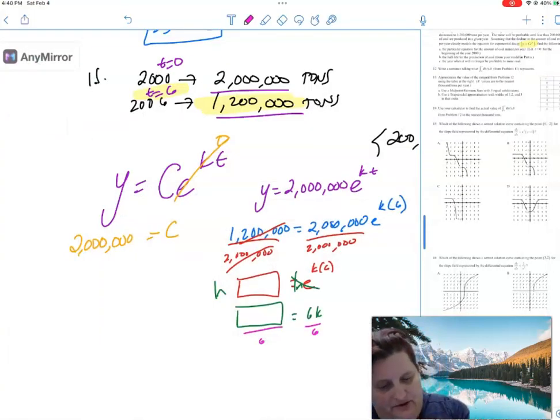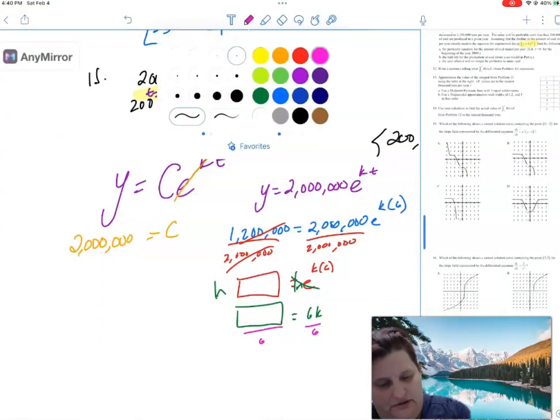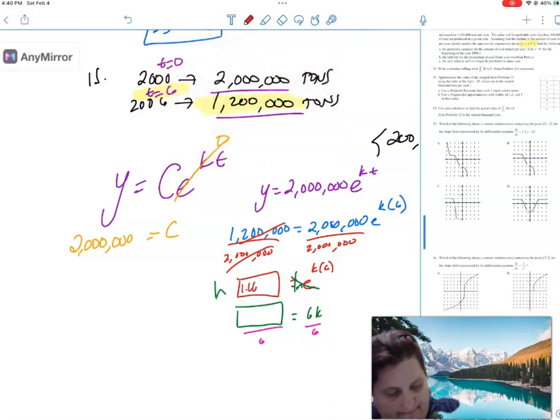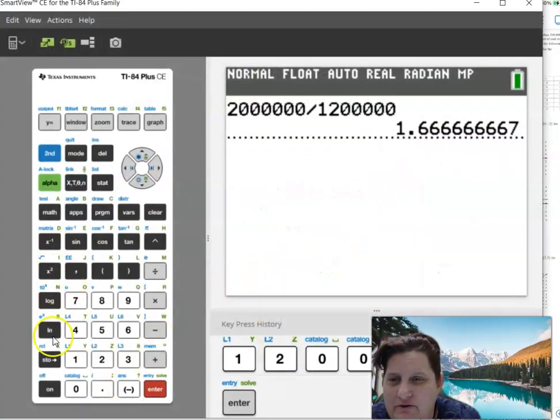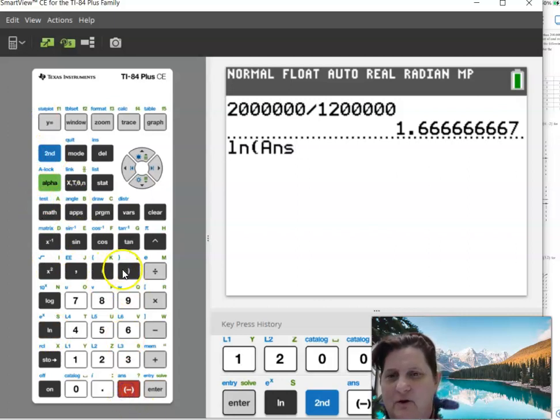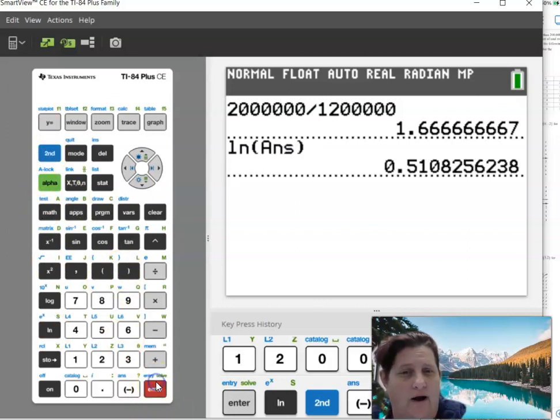Okay, so that's what goes here. Now, without rounding, I wanted to take the ln of both sides, right? So this is what you do on your calculator, guys. You go ln of answer. When I do that, I have no round off error.